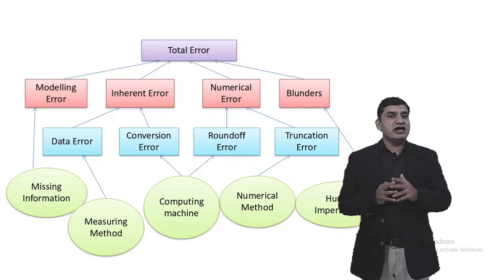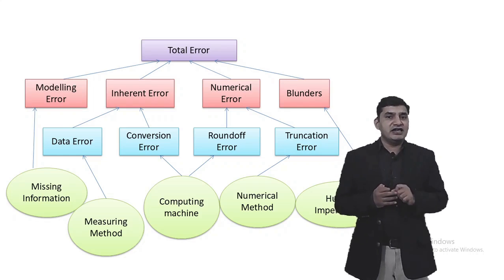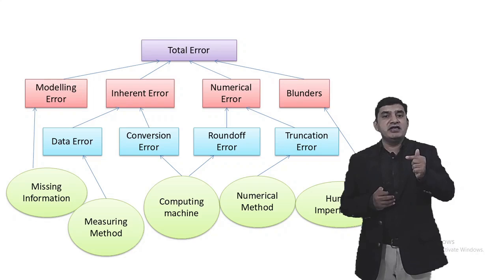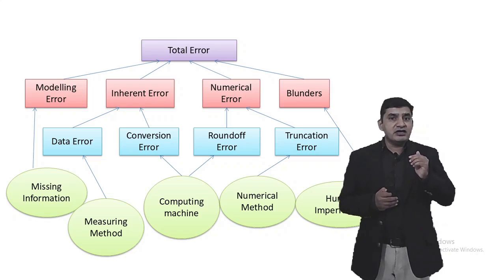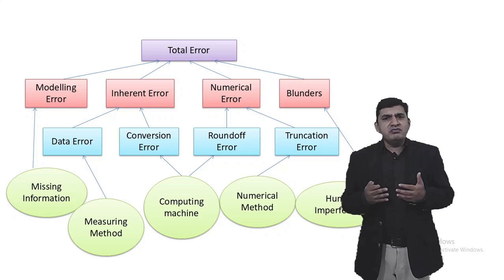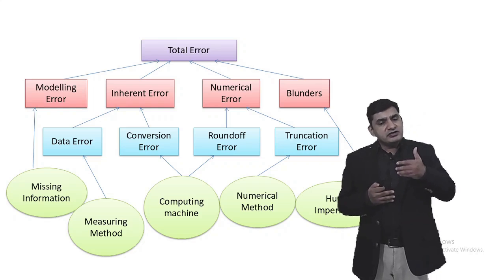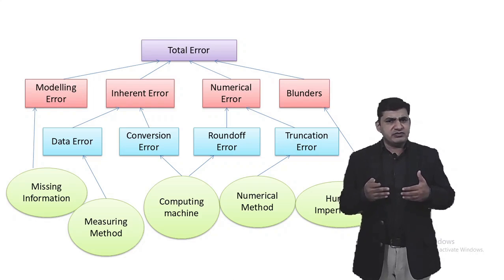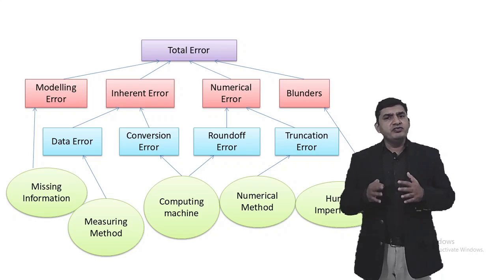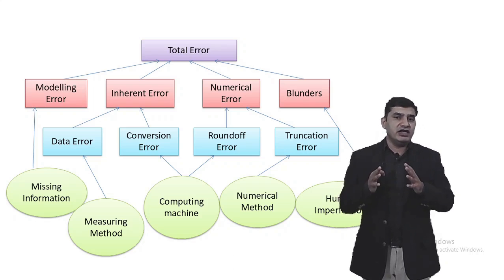The inherent error again has two parts, that is data error and conversion error. Data error is due to the measuring method, and conversion error is due to the computing machine. The computing machine also has some limitations. So when we have to store a floating point number, or a number which consists of a decimal point, then we have to round it off. So rounding off is one of the numerical errors.